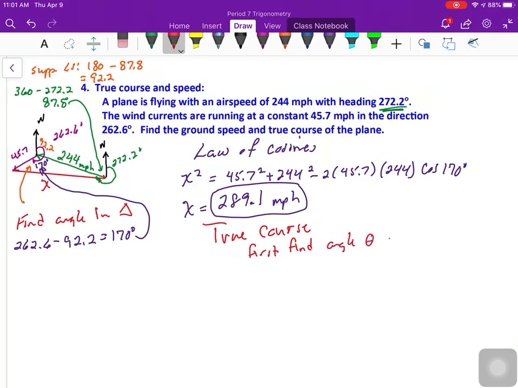Okay, now to find our true course, first find the angle theta in the triangle. And theta is going to be the angle over here.